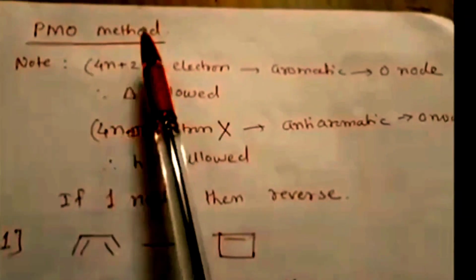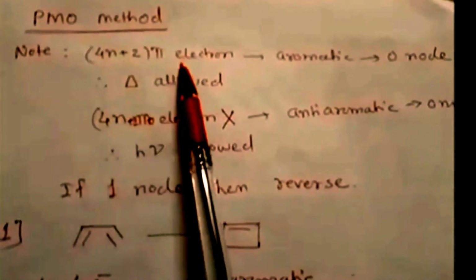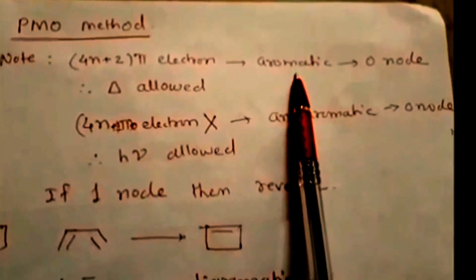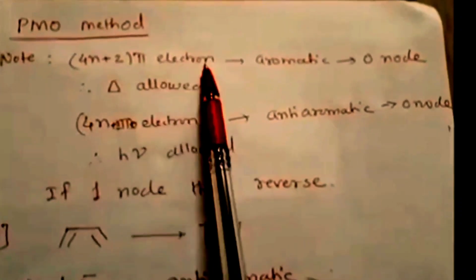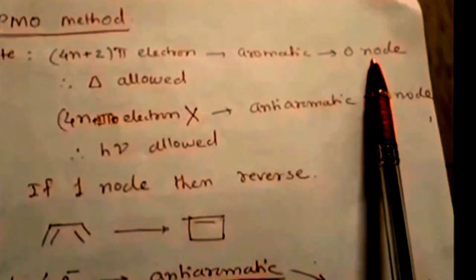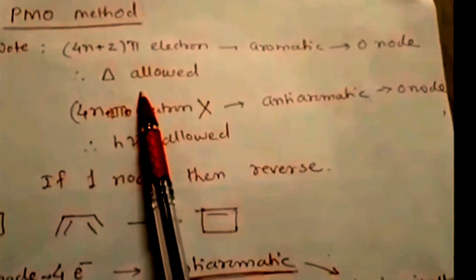Thus, in the PMO method, there are some rules. As you remember, 4n plus 2 pi electrons means aromatic. Now, according to the rule, if 4n plus 2 pi electrons are present, then it is aromatic. If 0 node, then that reaction is thermally allowed.